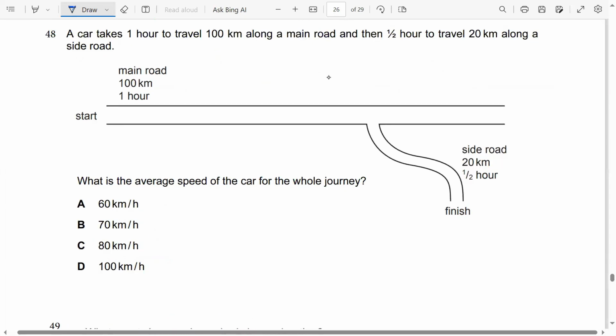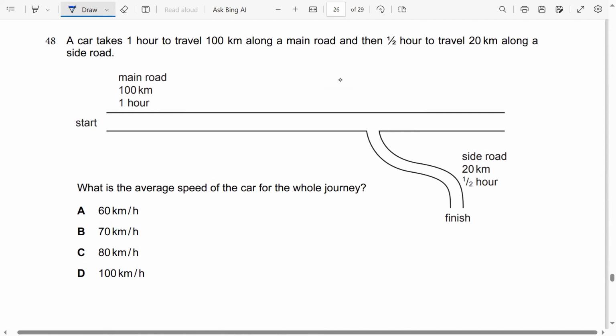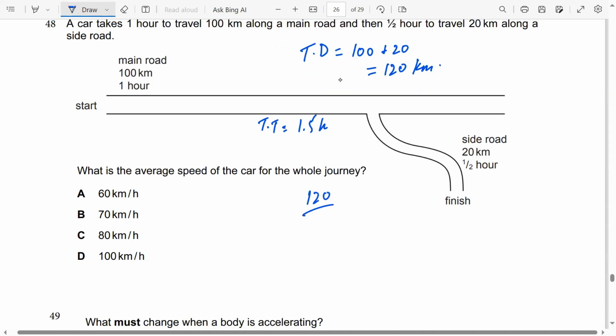A car takes 1 hour to travel 100 kilometers along a main road, and then half an hour to travel 20 kilometers along a side road. What is the average speed of the car for the whole journey? मेन रोड पे 100 किलोमीटर 1 आवर के लिए गया है, और साइड रोड पे 20 किलोमीटर गया है। Total distance is 100 plus 20, so that is 120 kilometers, and total time is 1.5 hour. तो आप total distance over total time कर लें, your answer will be 120 over 1.5 is 80, right? ठीक है जी.